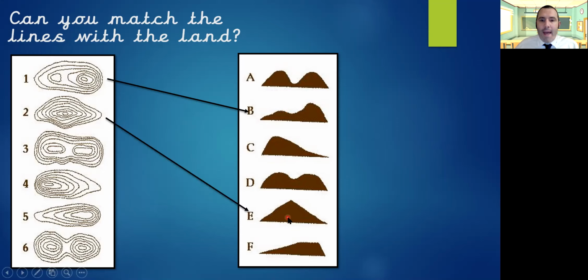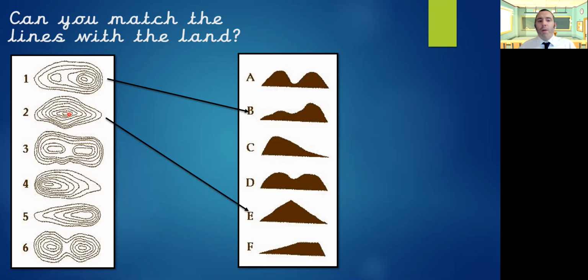Two goes with E. So it comes to a big high point, all sort of mountain shaped, or what you would traditionally look at as being a mountain. So if we look at this, we can see everything comes up to a single point right in the middle, which is what we've got for E.